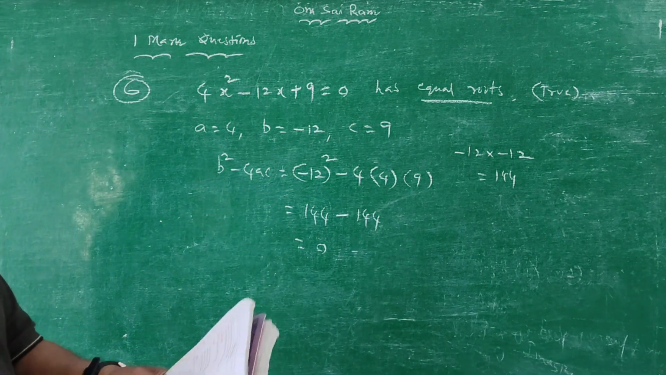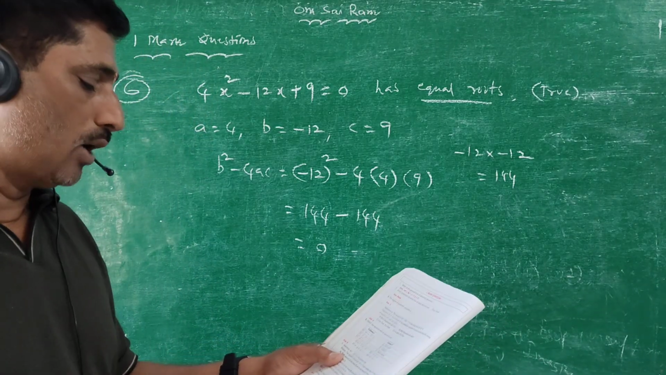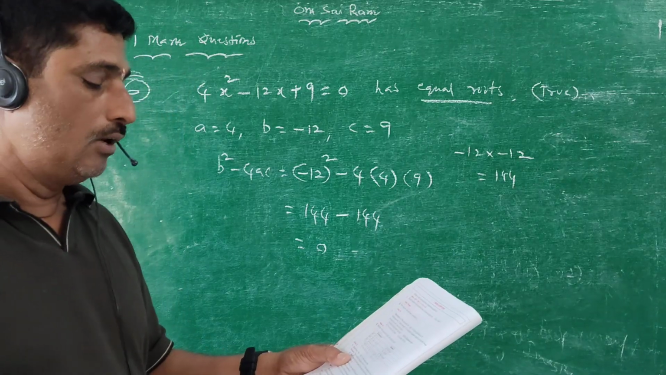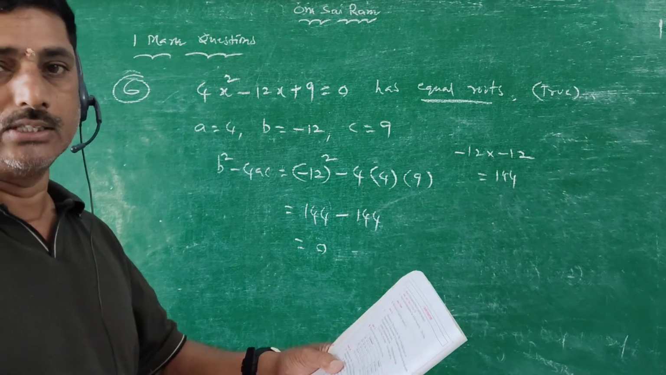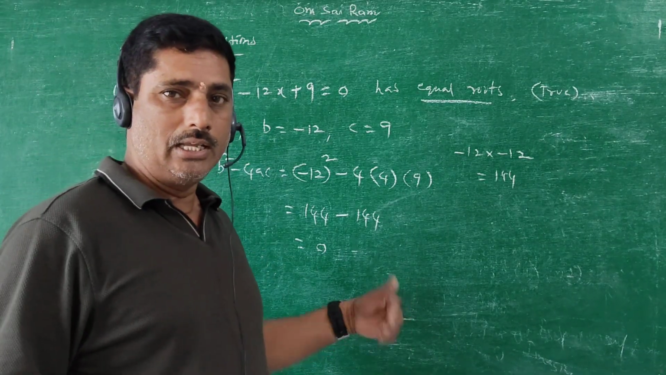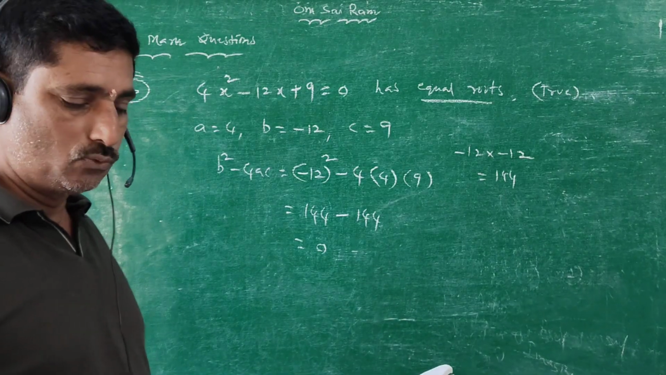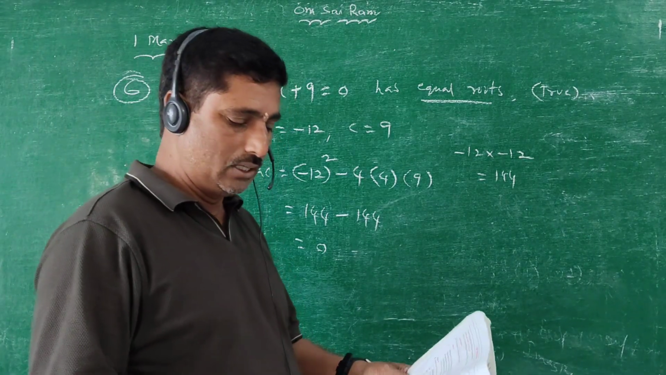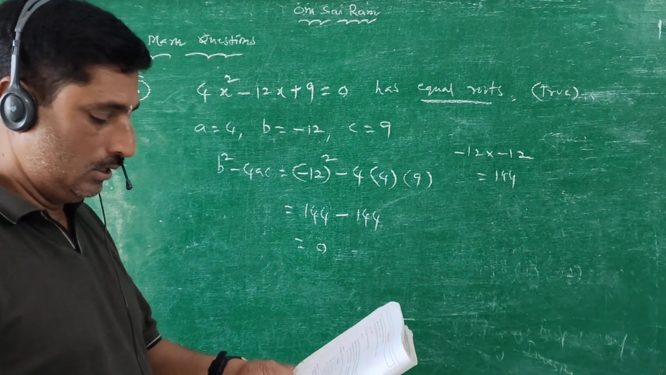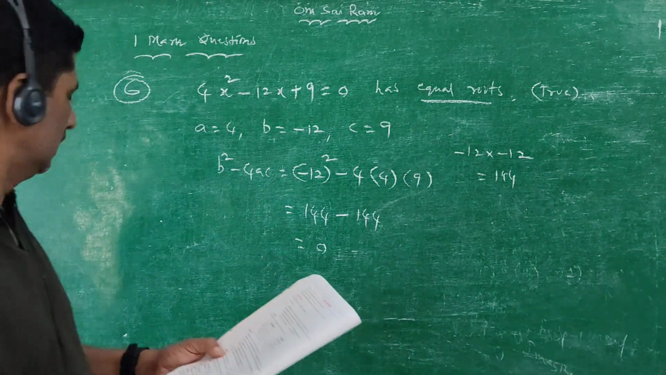The roots are real. And the reason given here is: the quadratic equation ax square plus bx plus c has repeated roots if b square minus 4ac is greater than 0, which is wrong. Repeated roots means equal roots. We get equal roots when b square minus 4ac is equal to 0, but they gave greater than 0. So that's why the assertion is true, but the reason is a false statement. Okay, I hope you understand.